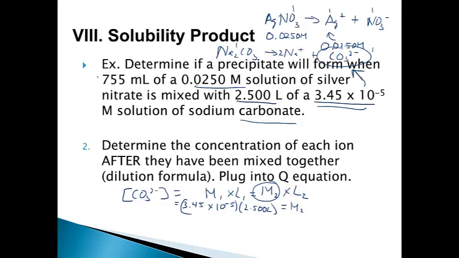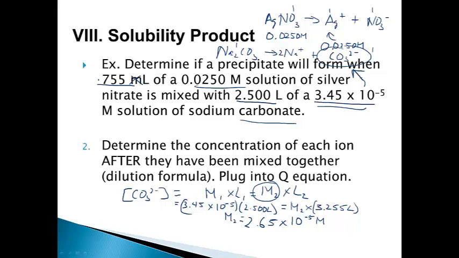It's going to be that plus the 755 mLs, which is basically 0.755 liters. So add that together. So L2 is going to come out to be, let's see, 3.255 liters. Okay, so what's our new molarity going to be for the carbonate? M2 is going to be 2.65 times 10 to the negative 5th molar.